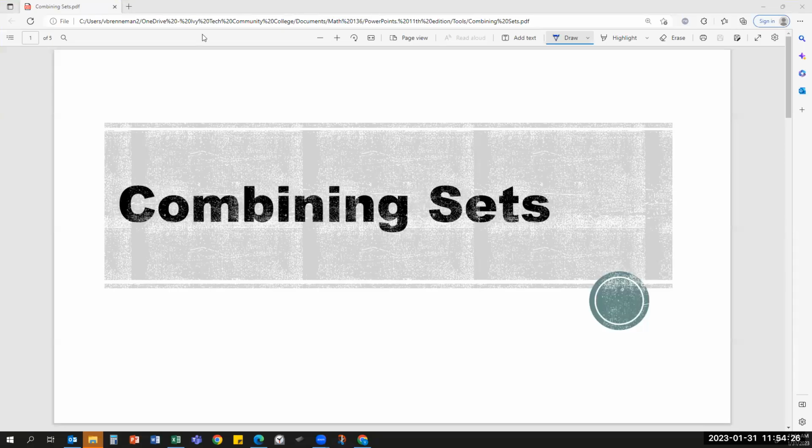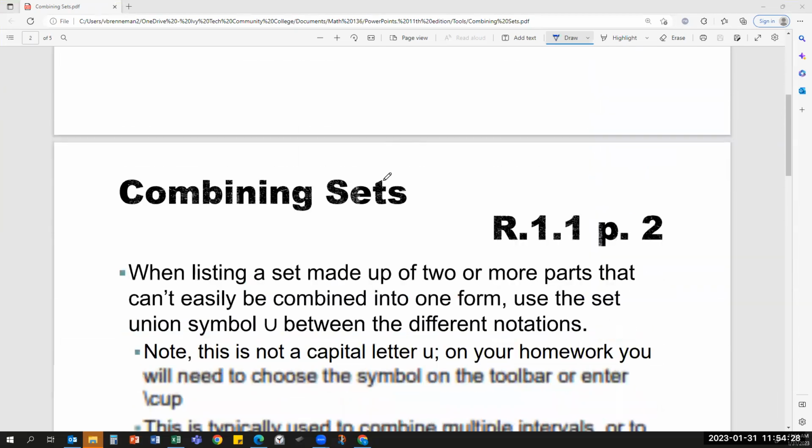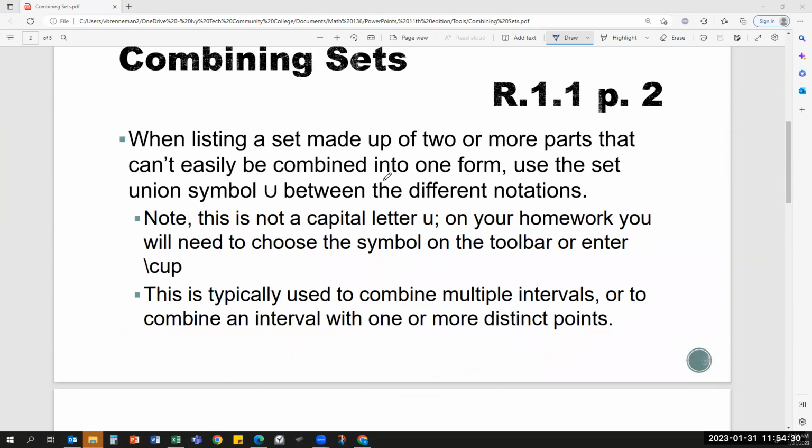About combining sets. So basically we have a set made up of two or more parts that can't easily be combined into one form. So not everything can be listed out as individual values. Not everything can necessarily be put into an inequality. It's not one single interval. Then we would have different pieces and we would use this set union symbol between the different pieces.